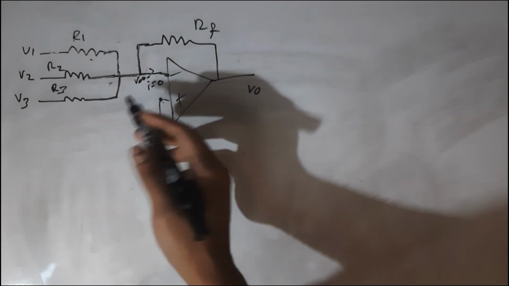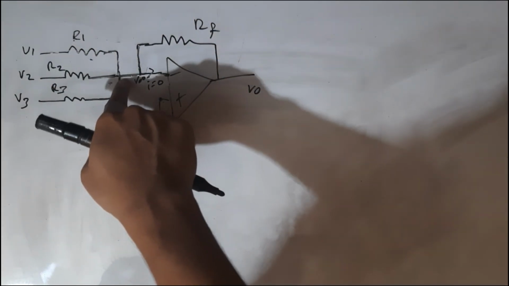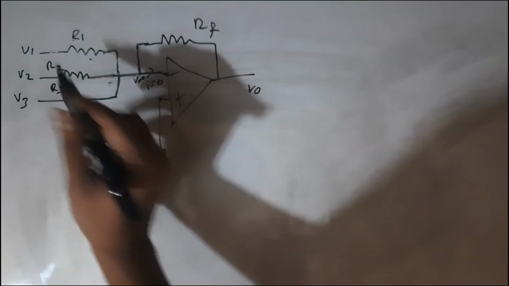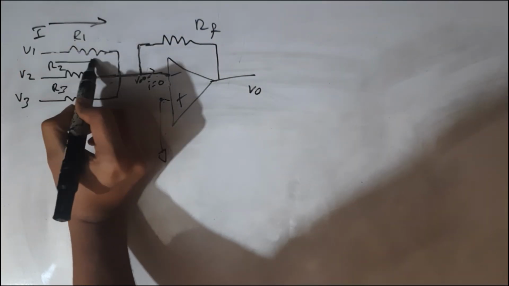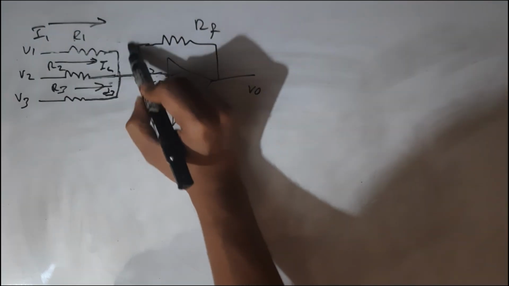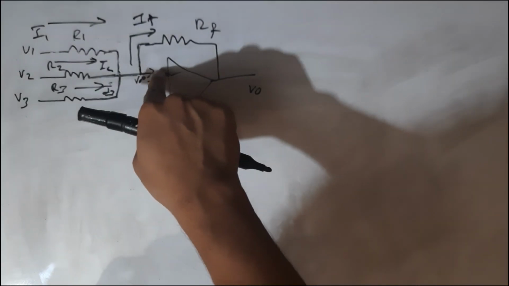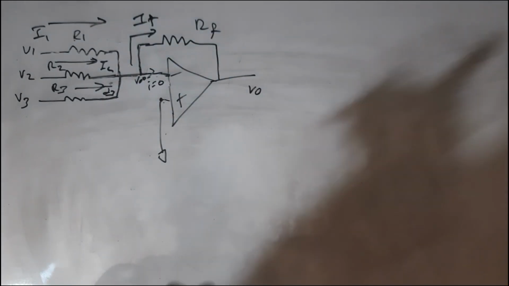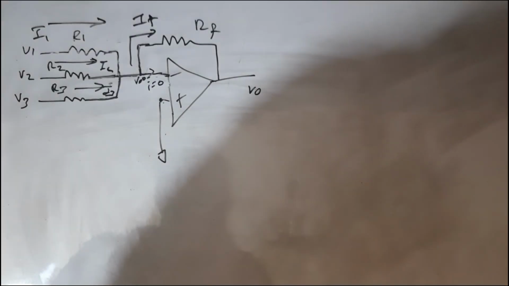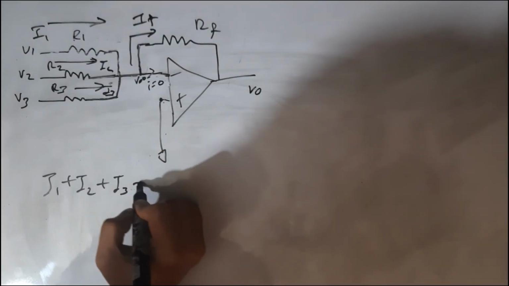Now this path is clear. We can say that the current through each channel flows and combines in this node. They flow through this path and end up on this path. So we can say I1, I2, I3 get combined and flow through IF because no current is flowing through this path. So if we implement KCL, I1 plus I2 plus I3 is equal to IF.